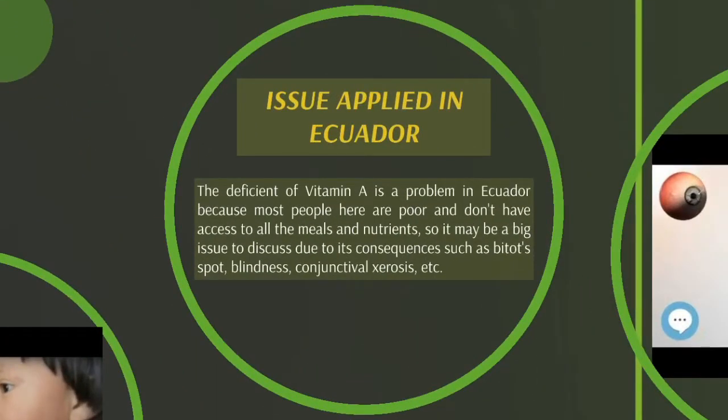Talking about Ecuador, the deficiency of vitamin A is a problem because most people here are poor and don't have access to all the meals and nutrients, so it may be a big issue to discuss due to its consequences such as Bitot spot, blindness, conjunctival xerosis, etc.